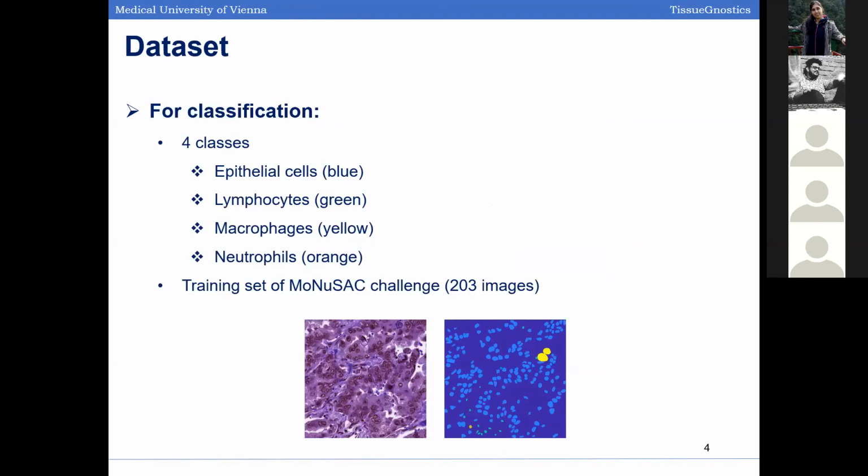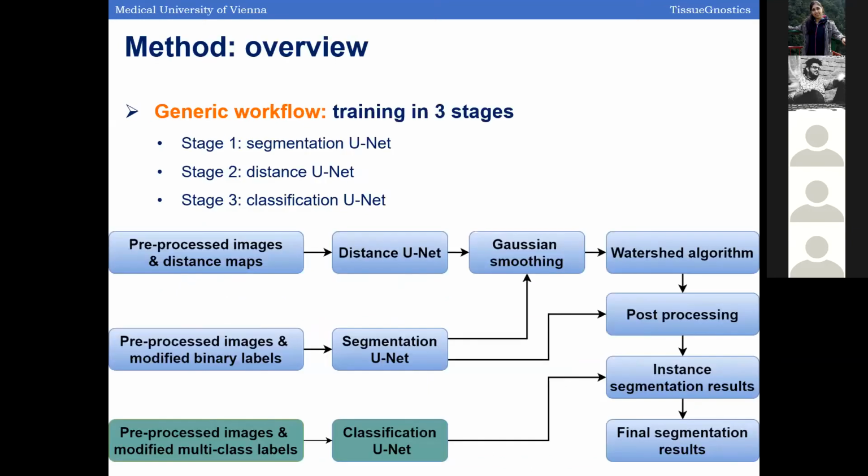For the classification part, I just used the provided training set from the new MoNuSAC challenge, which had 4 different nuclei types, as you can see in one example in this slide. And here in this slide, you can see the generic workflow of my algorithm. It has mainly 3 stages: a segmentation unit, a distance unit, and a classification unit. I'm going to explain it in further detail in the following slides.